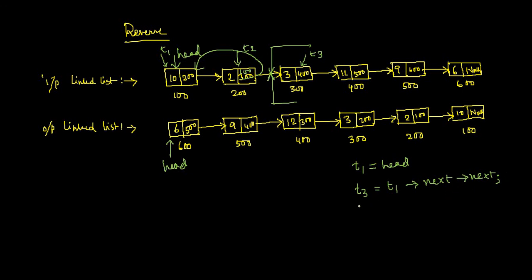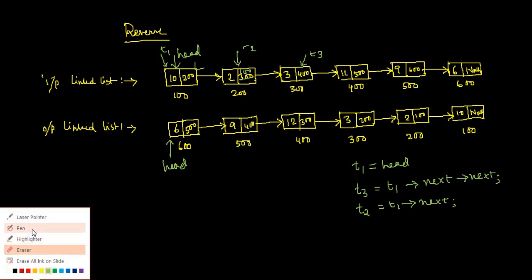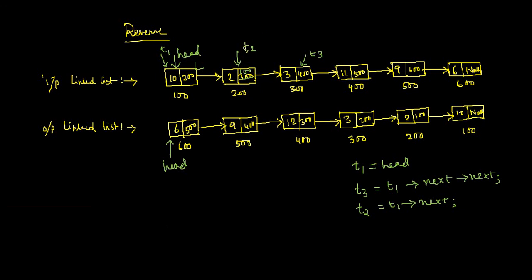And T2 equal to T1 next. So this is the scenario. So that means these are the initializations of the pointers. Fine. So that means we have initialized the pointers. Right now connection is not lost. We have just initialized the pointers T1, T2 and T3 properly. So T1 is pointing the first node, T2 is pointing second node, T3 is pointing last node, third node.